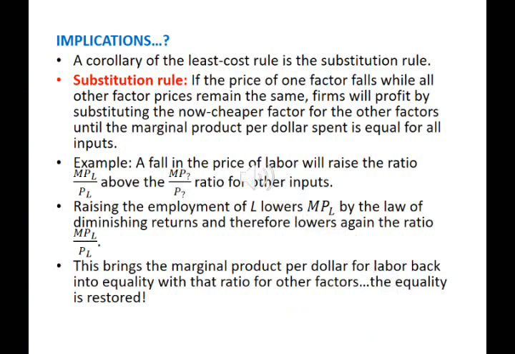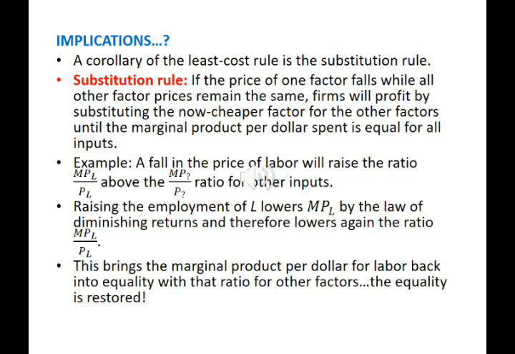Are there any implications to this least cost rule? Yes, definitely there are, exactly like the implications that we talked about in the consumer theory. The first implication, and the most important implication, is the substitution rule. What is this substitution rule? If the price of one factor falls while all other factors of production, their prices remain the same, this means that firms will profit by substituting the now cheaper factor for the other factors until the marginal product per dollar spent is equal for all inputs.